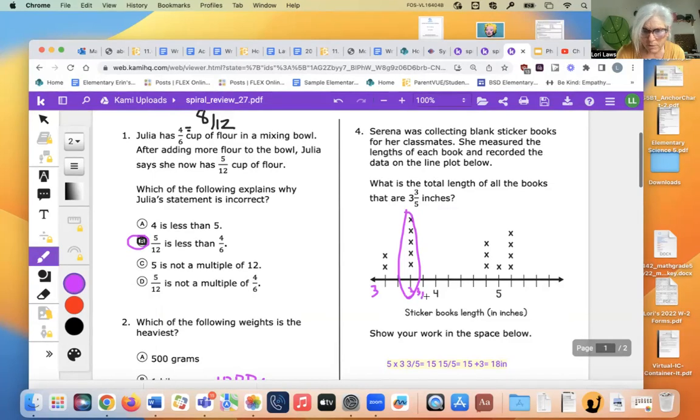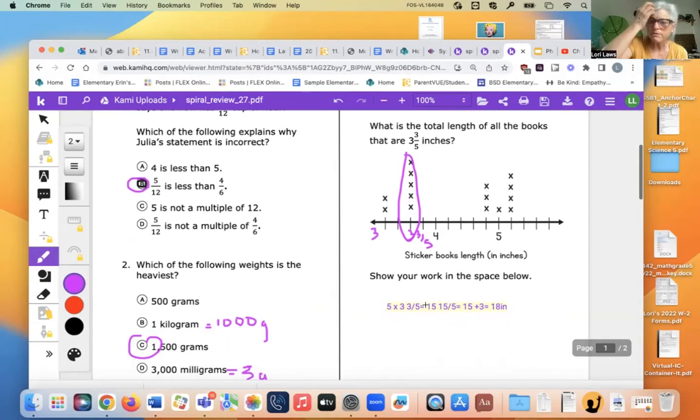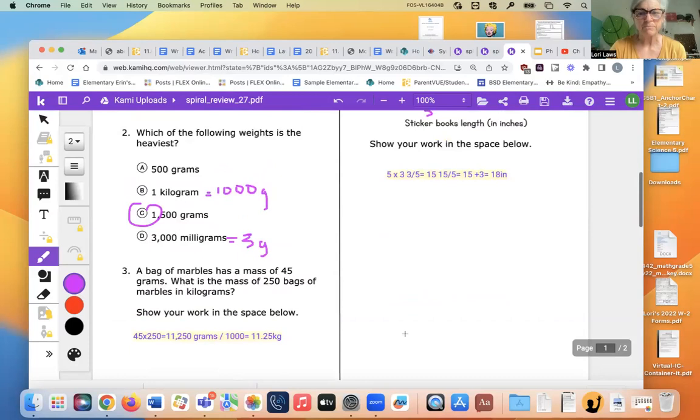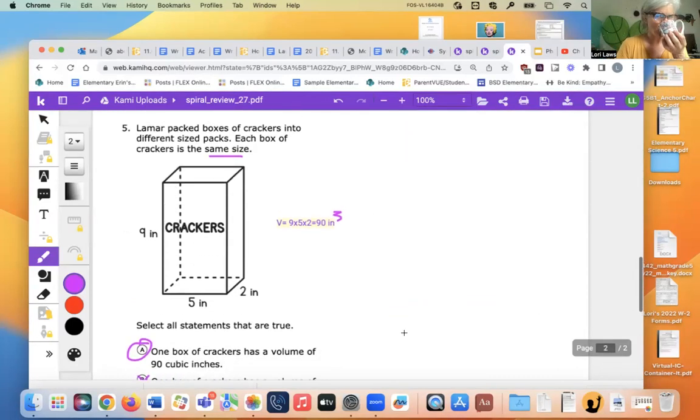And there were 5 of those. So I need to know what if I took 3 3/5 times 5. So here it is. First I did 3 times 5, and that was 15. Then I did 3/5 times 5, and that was 15/5. Then I divided 15 by 5 and said that's 3 more. So that's 18 inches long. Did you get that one, Amadi? It's a hard one.